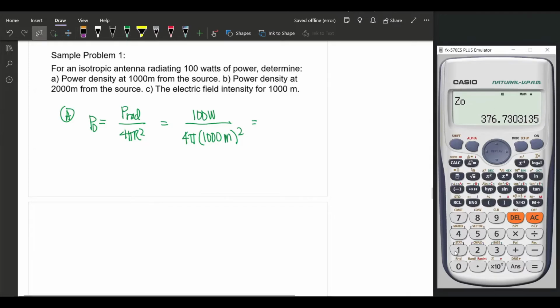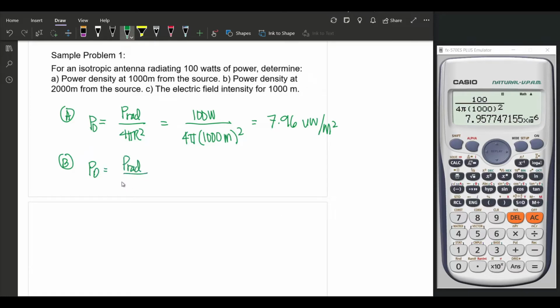So let's calculate. So 100 all over 4 pi, the distance. So meron siyang 1000 meters from the source. So this will be the power density, 1000 meters from the source. 7.96 microwatts per square meter. Okay? So ano kaya mangyayari daw sa part B if dodoblehin natin yung distance?